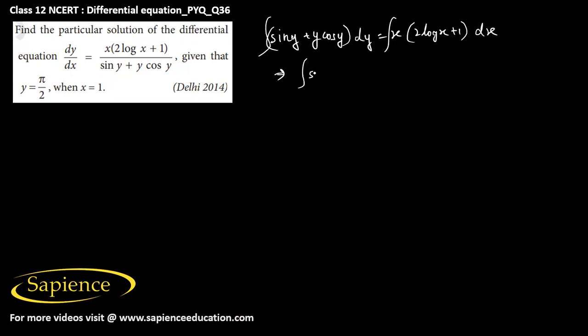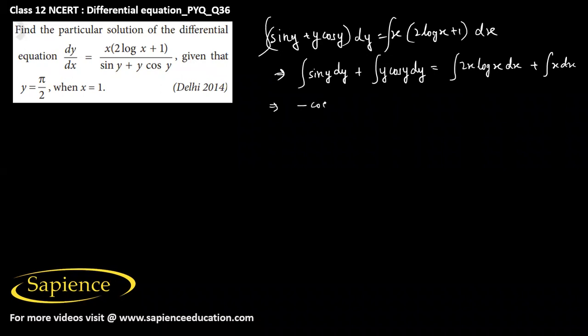So this would be integral sin y dy plus integral y cos y dy, that is equal to integral 2x log x dx plus integral x dx. So the integral of sin y dy is equal to minus cos y.